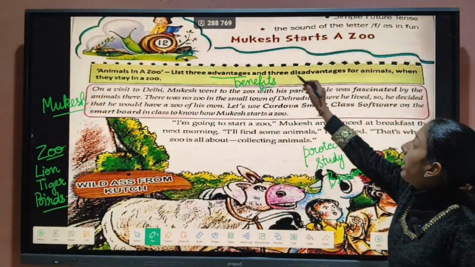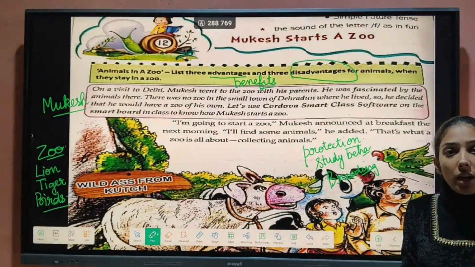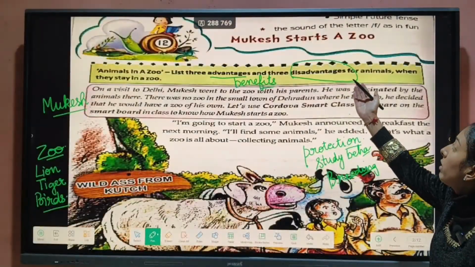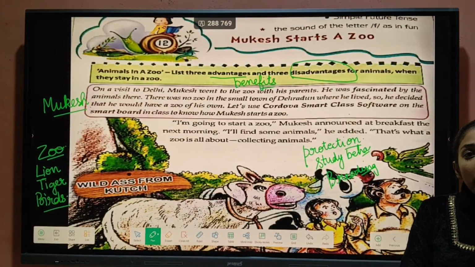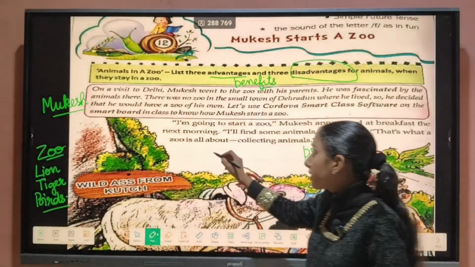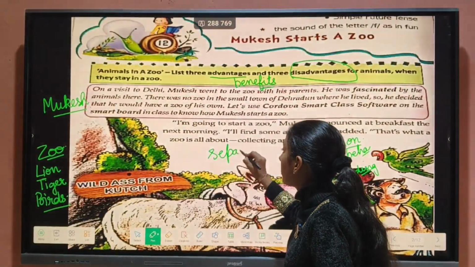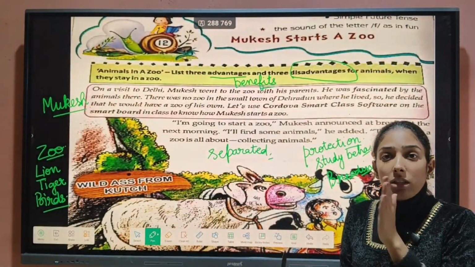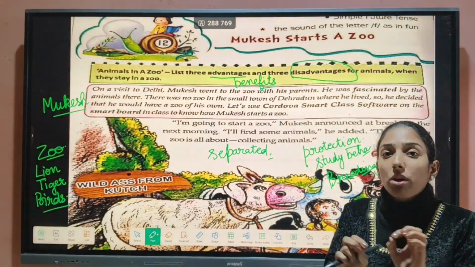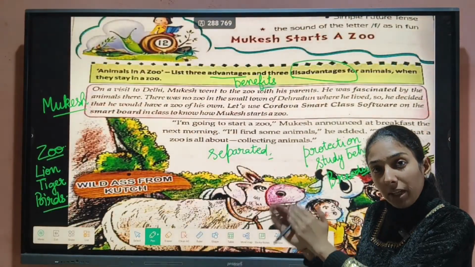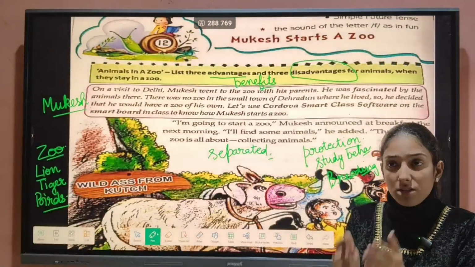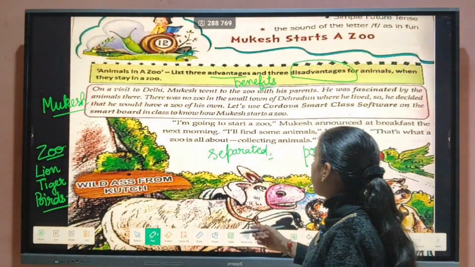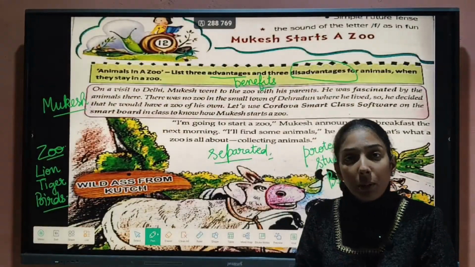But beta, everything has 2 sides. One is the good side and one is the bad side. So what are the disadvantages of the zoo for the animals? Firstly, they are separated from their parents. Suppose any animal who lives in the forest is brought into the zoo. From their natural habitat, they are being brought into a city where they might not be comfortable. They can get separated from their parents.